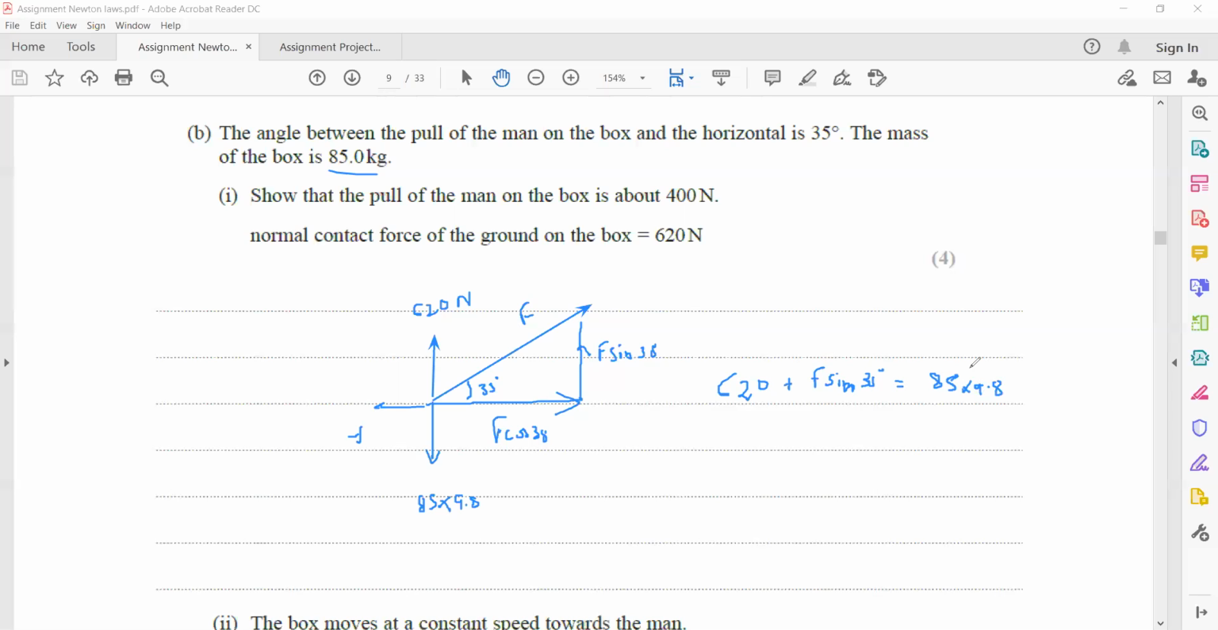So using that, 85 multiplied by 9.8 minus 620, divided by sine 35, what will we get? We will get F, which is about 400. It's not exactly 400, it's about 400. The answer is about 373. When you solve this for F, F will be equal to 373 newtons.